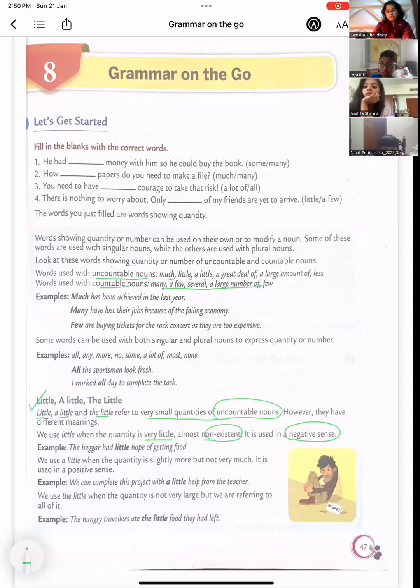Next is the little. The little is used when the quantity is not very large, but we are referring to all of it. Everything that you had with you, although it's a very small amount, you are using all of it, so you will say the little. I know this seems very confusing. Let's see. The hungry travelers ate the little food they had left, which means they ate all the food they had, although it was a very small amount. Got it? Yes or no, kids?